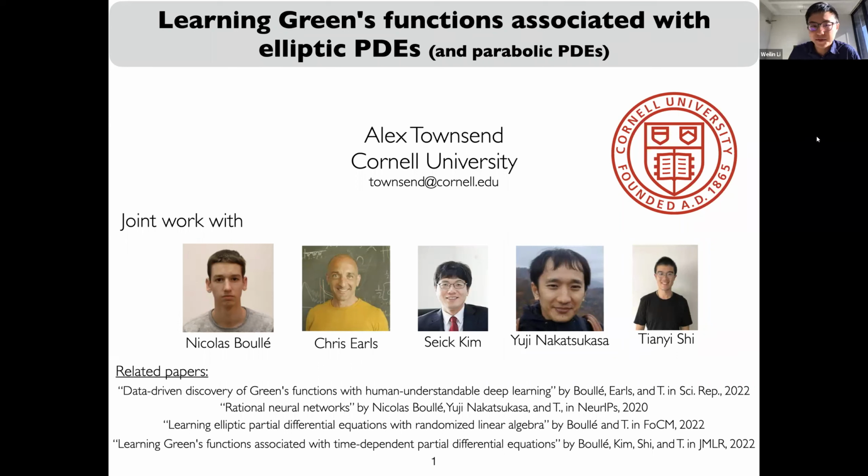Alex is an associate professor at Cornell University. His research area is in numerical analysis, scientific computing, and theoretical aspects of deep learning. Alex has won numerous awards for his research. Recently, he won the Career Award in 2021. So today he will be talking about learning Green's functions associated with elliptic PDEs and parabolic PDEs. So the floor is yours, Alex.